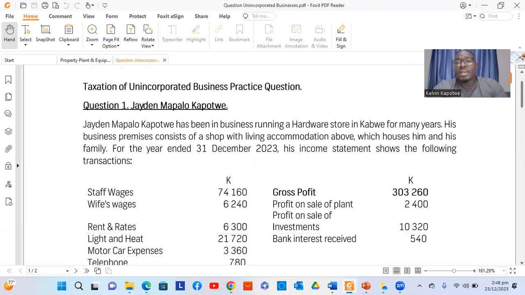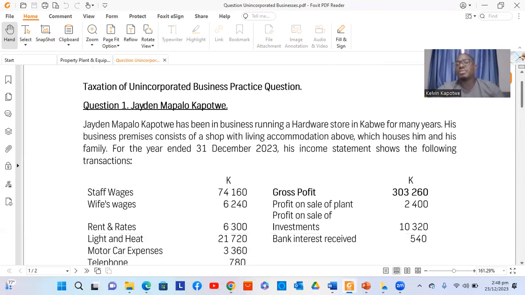Then on the credit side, we have gross profit amounting to 303,260 kwacha, and then we have profit on the sale of plant amounting to 2,400, and then we have a profit on the sale of an investment amounting to 10,320, and lastly, we've got bank interest received.